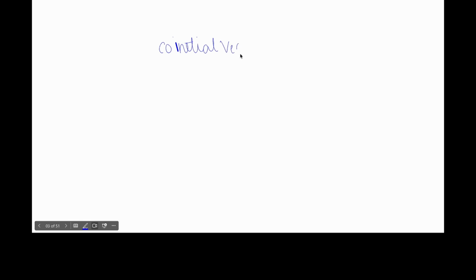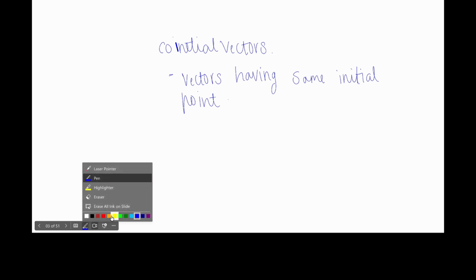Co-initial vectors. So when we say co-initial vectors, these are those vectors which have the same initial point. So we can say that vectors having the same initial point are called co-initial vectors. When I draw a diagram, this might become a bit clearer.